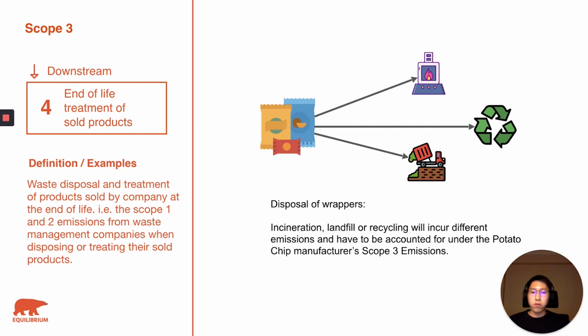Category 4 accounts for emissions from the end-of-life treatment of sold products, defined as emissions from the waste, disposal, and treatment of products sold by a company at the end of its life. An example would be the emissions arising from incineration plants, which are not under the control of the reporting company, which are used to dispose of potato chip wrappers.